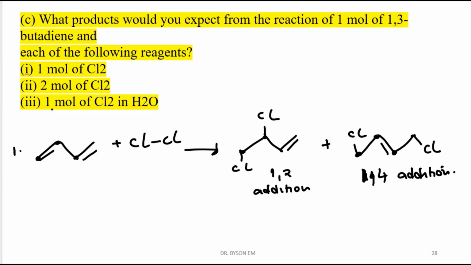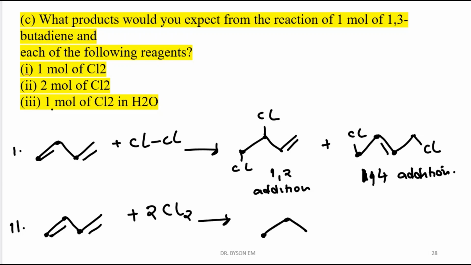Okay, so this is number 1. Number 2, 2 moles of chlorine. Then you have 2 moles of chlorine. It will be everywhere, the double bonds will be broken. So you have a chlorine here, a chlorine here, a chlorine there, and a chlorine there, because there are 4 chlorines.